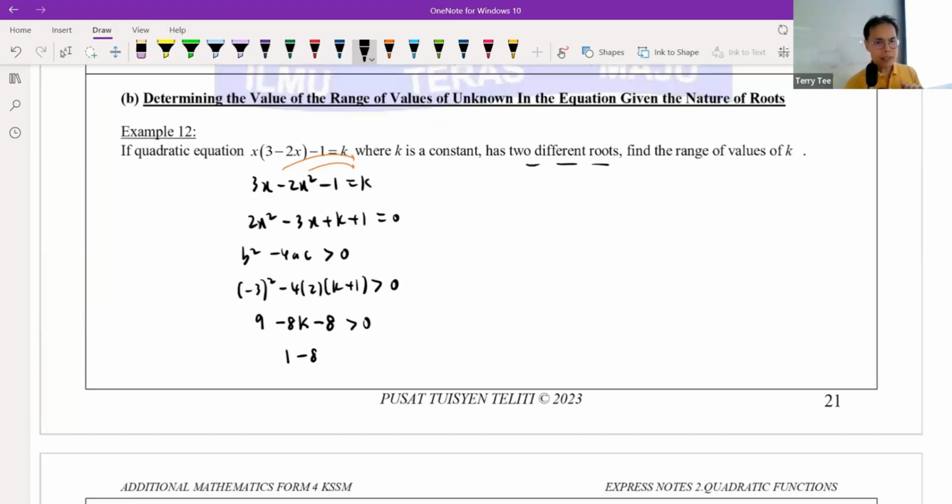So 1 minus 8k is more than 0. -8k is greater than -1. When you divide it, answer is 1/8. Yeah, remember to change the symbol. -1 divided by -8 is positive 1/8, but please change the symbol.